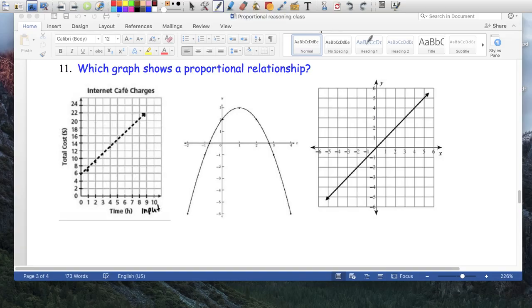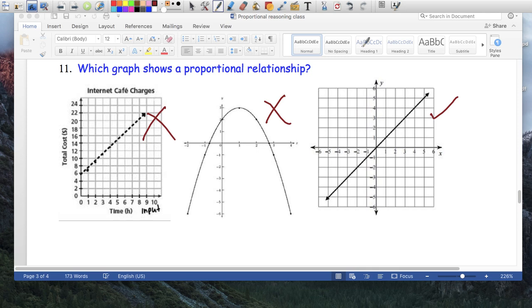Now, if you did this, right, K here is your constant of proportionality. It's also your unit rate. So let's see what happens here. So now when you do this though, you've got to figure out which one is your Y and which one is your X. This is your dependent and this is your independent.